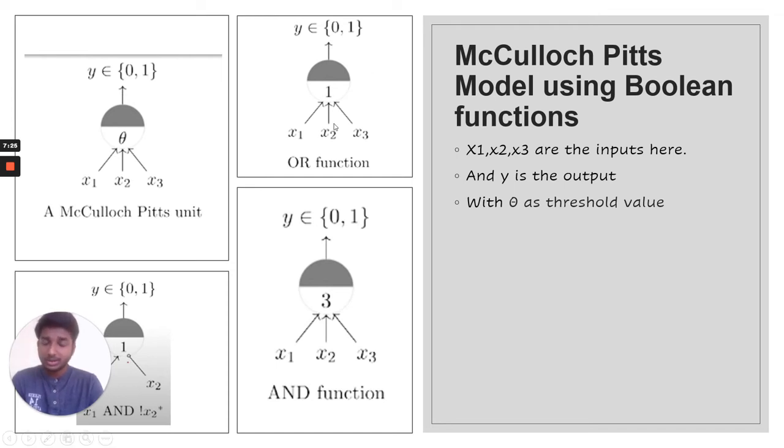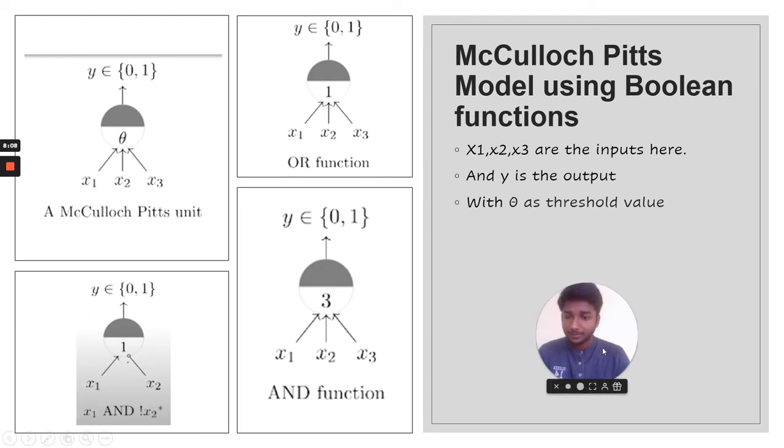So the threshold value is 1, because if any one value is 1, then you will get the output as 1. So the threshold value will be 1, that is theta is equal to 1. And for the AND function, if the 3 inputs are true, then only the output will be true. So the theta value will be 3, obviously.